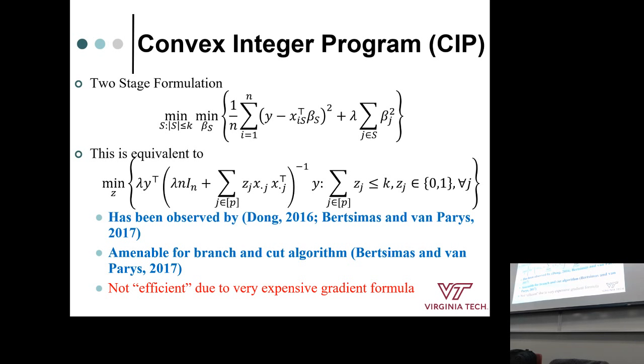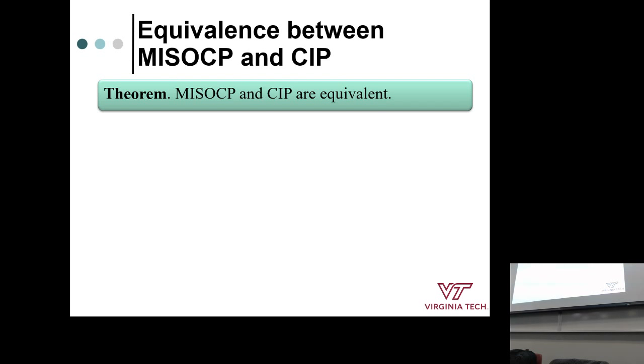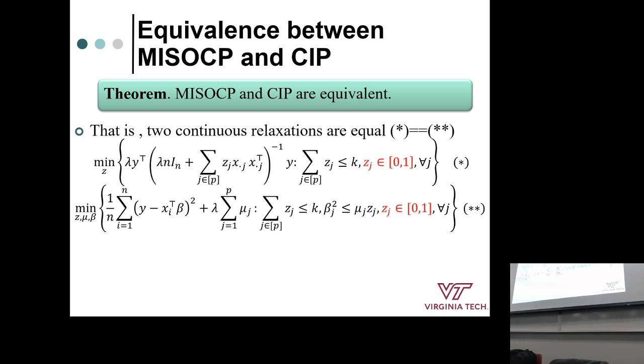Okay. So what we do is we can show more than that. We can show this convex integer optimization formulation for this ridge regression problem is equivalent to our MISOCP formulation. So I say these two formulations are equivalent. It means their continuous relaxations are the same, because if we focus on the binary variables, they always choose the same subset, same optimal solutions. So equivalence really means that the continuous relaxations are equal to each other.